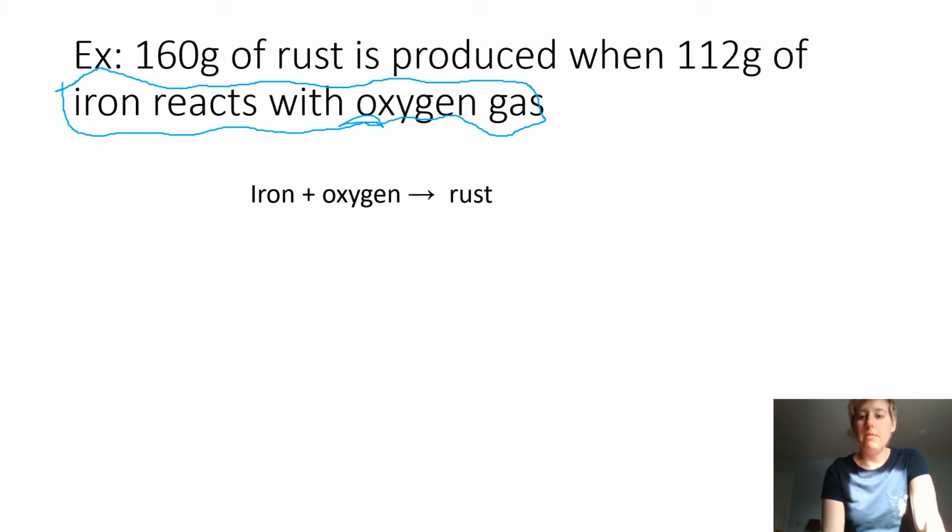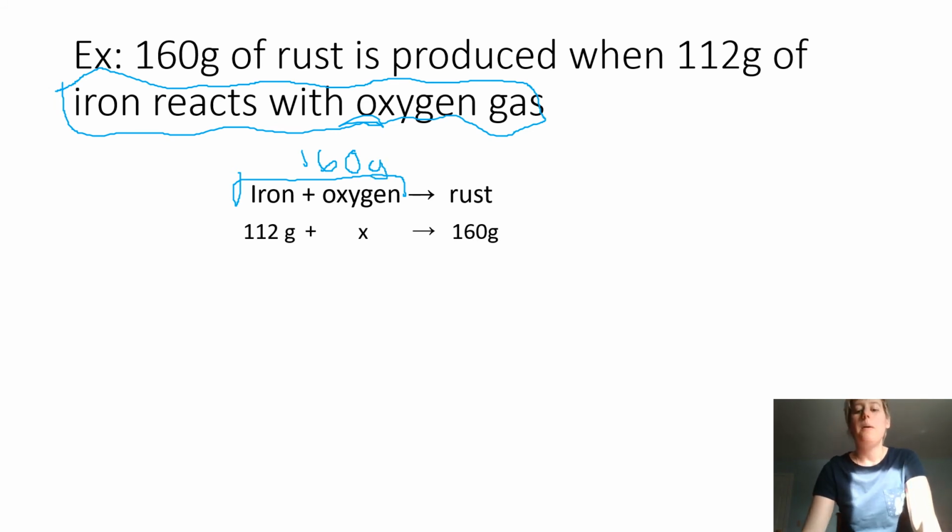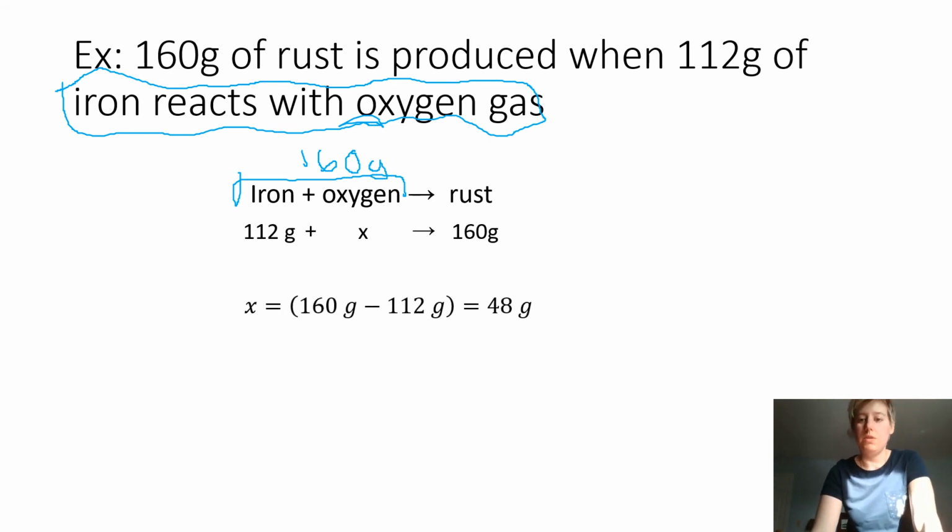Just like the last time, now I write down all of the numbers that I have, and the substance that doesn't have a number, I put X underneath it. So I have 112 grams plus X gives me 160. So in this case, I'm actually working backwards. My total amount on the reactant side needs to add up to 160. So to find X, I'm simply doing 160 minus 112 grams, and I get 48 as a result.